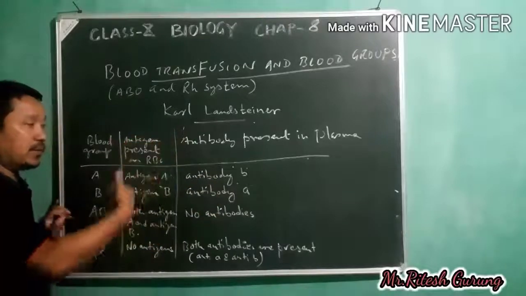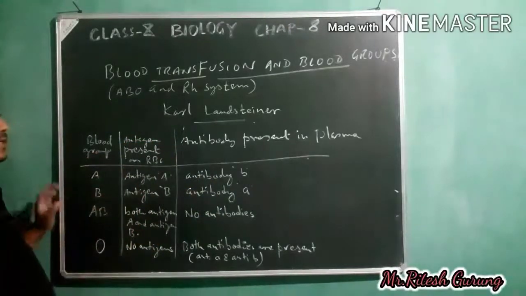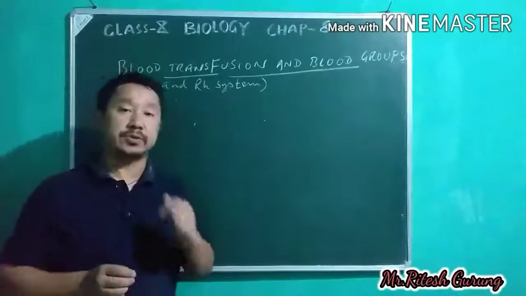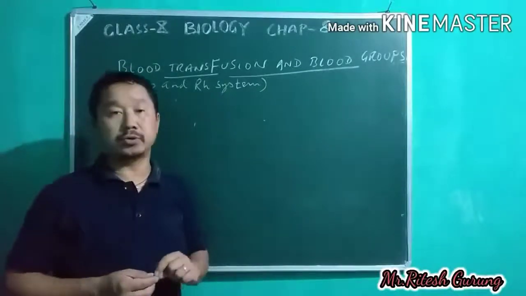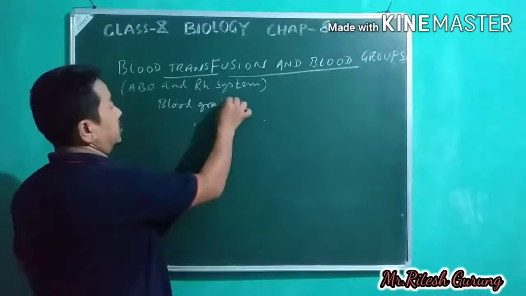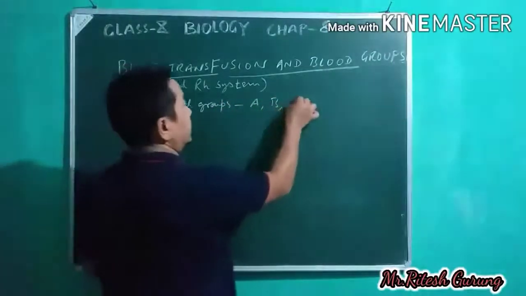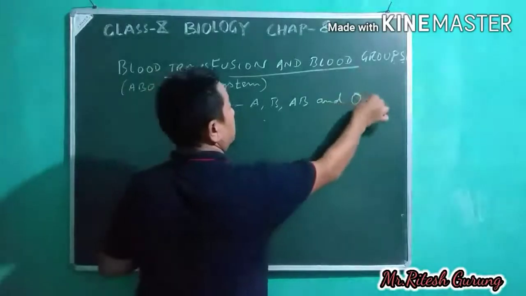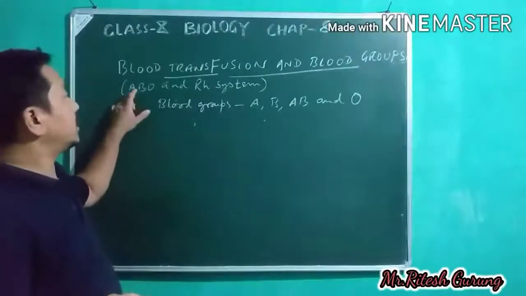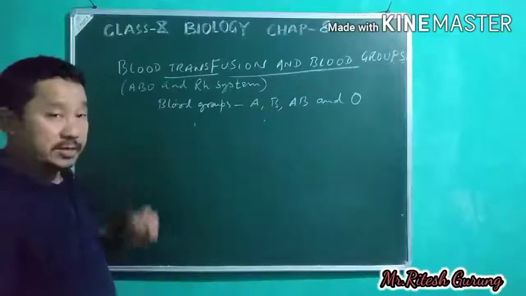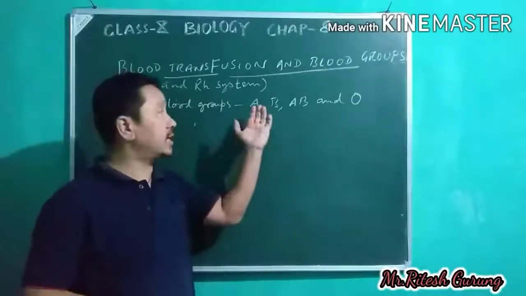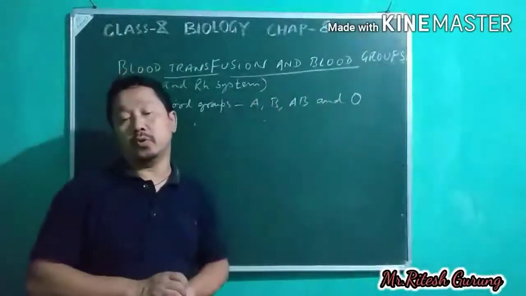Alright, so that way, in presence or absence of these antigens in the blood, it is of 4 types as given here. According to the ABO system, there are 4 types of blood groups: A, B, AB and O. Most commonly the ABO and Rh systems are in use. So according to the ABO system, there are 4 different types of blood groups. There are blood group A, blood group B, blood group AB and blood group O.